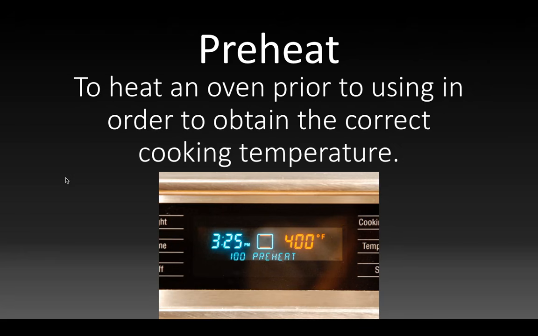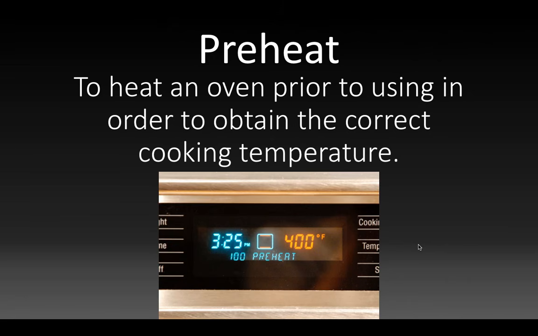Preheat is literally to heat the oven prior to using in order to obtain the correct cooking temperature. I would turn my oven on to the 400 degrees I need it to be, but it's going to take a while to get there. So it's going to preheat and heat up until it gets to be that 400 degrees. And after it gets there, then I can put my food in and cook it.